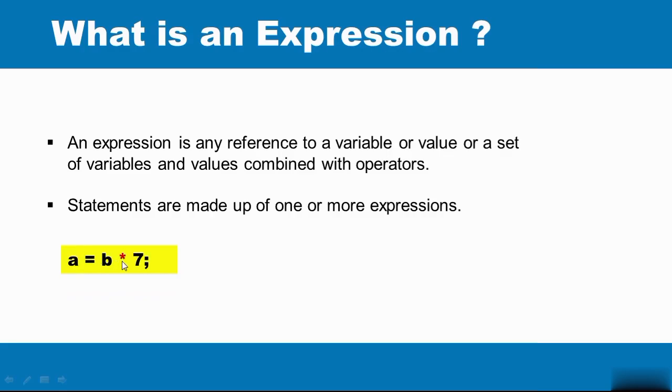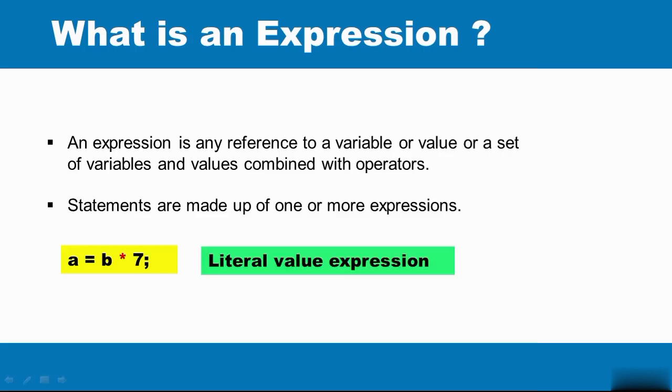It's a complete statement. This is known as a statement in programming. This here is a JavaScript statement. So this statement basically has 4 expressions inside it. We've got the 7. This is known as a literal value expression. So the number 7 is referred to as a literal value expression.